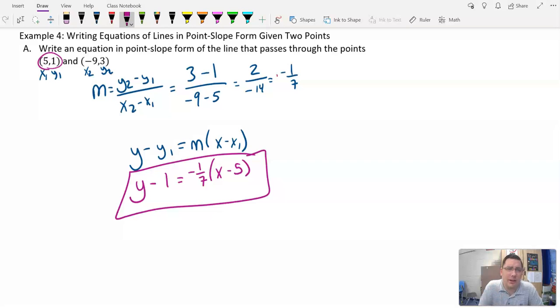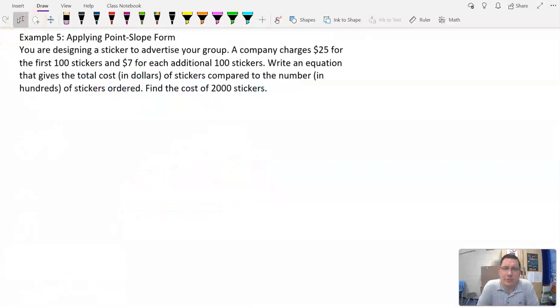So we're going to look at example 5 here and look at an application of the point-slope form, and that's going to be it for this lesson. So in example 5, the word problem is this. You are designing a sticker to advertise for your group. A company charges $25 for the first 100 stickers and $7 for each additional 100 stickers. Write an equation that gives the total cost in dollars of the stickers compared to the number in hundreds of stickers ordered. And we want to find the cost for 2,000 stickers.